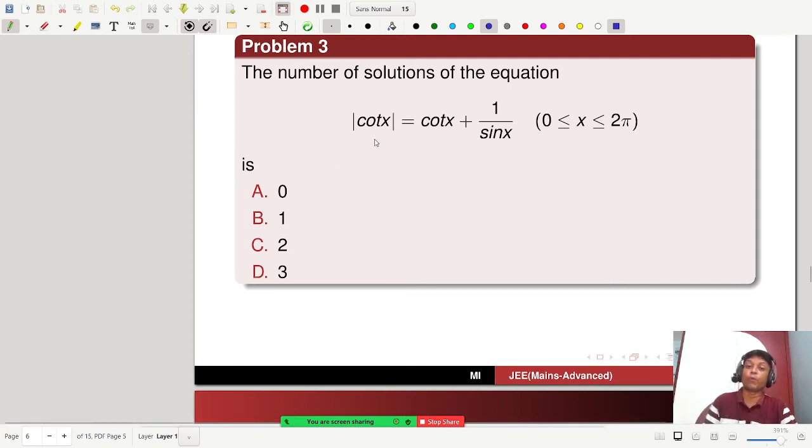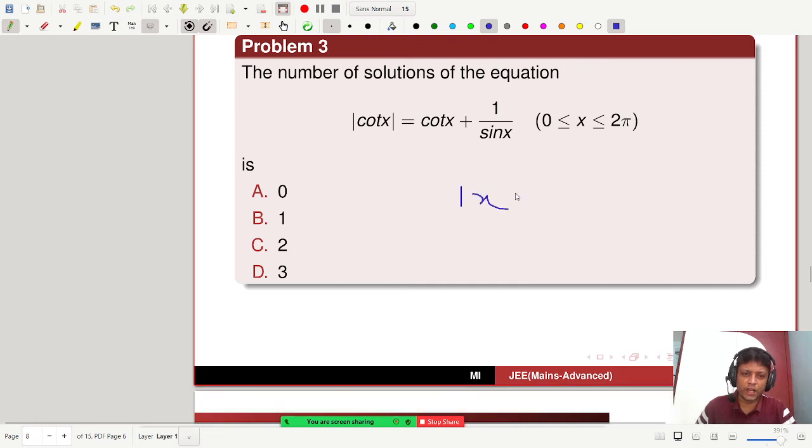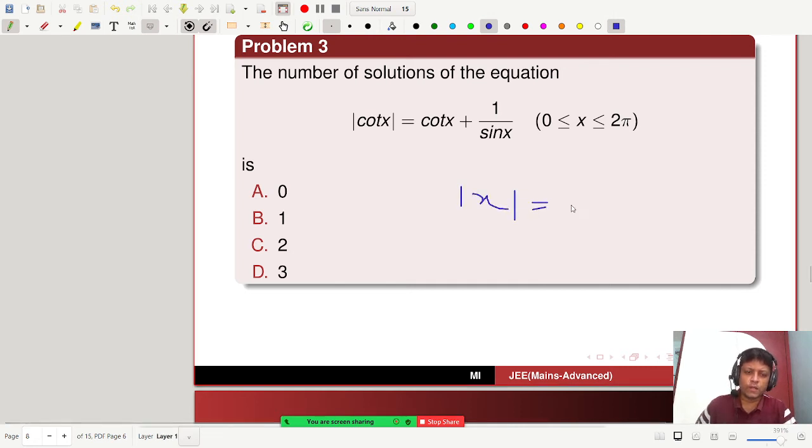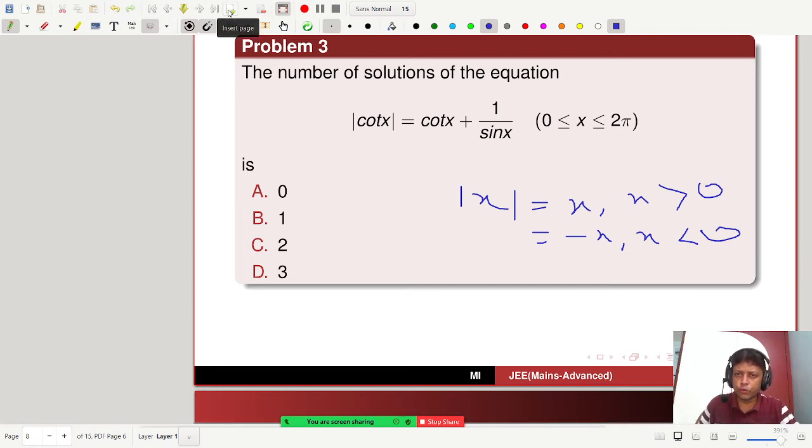This is also very, very important because you have modulus. I will explain once again what modulus of x is. Modulus of x is simply x whenever x is positive, and equal to minus x when x is negative. That's the basic definition of modulus. Now for mod cot x, we have to deal with two cases, if cot x is positive or cot x is negative.